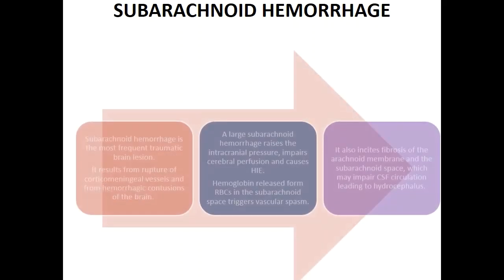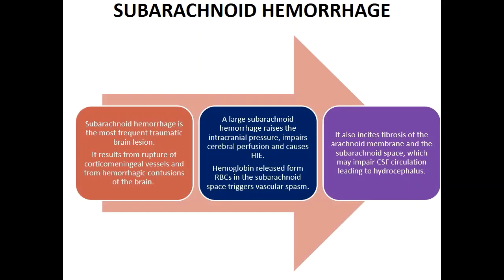Now, what is subarachnoid hemorrhage? Now, this is already known to us. It's been discussed in the previous class as well. Subarachnoid hemorrhage is one of the most frequent traumatic brain lesions. It results from rupture of the corticomeningeal vessels and from the hemorrhagic contusions of the brain. A large subarachnoid hemorrhage raises the intracranial pressure, impairs cerebral perfusion, and causes characteristic hypoxic ischemic encephalopathy.